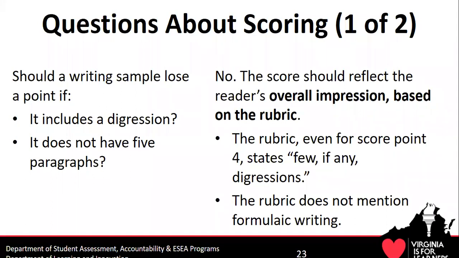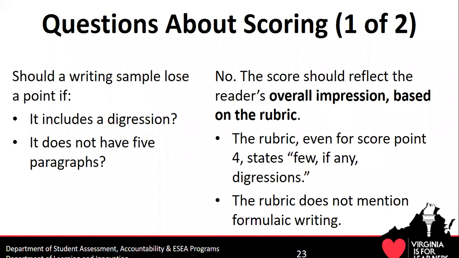So the first one is, should a writing sample lose a point if it includes a digression and it does not have 5 paragraphs? So you can see the answer there is no. The score should reflect the reader's overall impression based on the rubric. The rubric, even for score point 4, says few, if any, digressions. So it does leave some wiggle room for that overall impression. And the rubric does not mention formulaic writing. So instructionally, we want to teach students the craft of writing, and that writing has a purpose and conveys a message, and that does not necessarily happen in 5 paragraphs. And the rubric does not mention that as well.